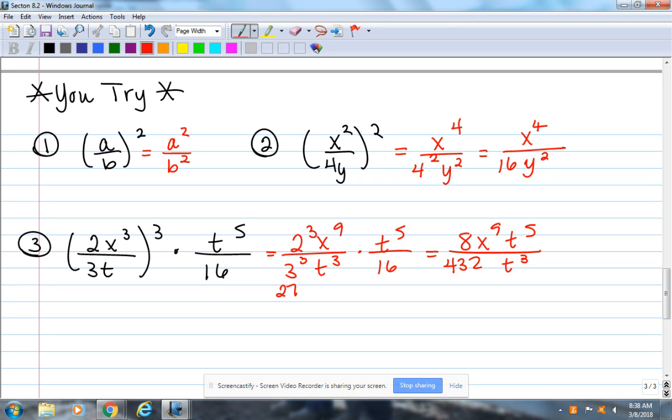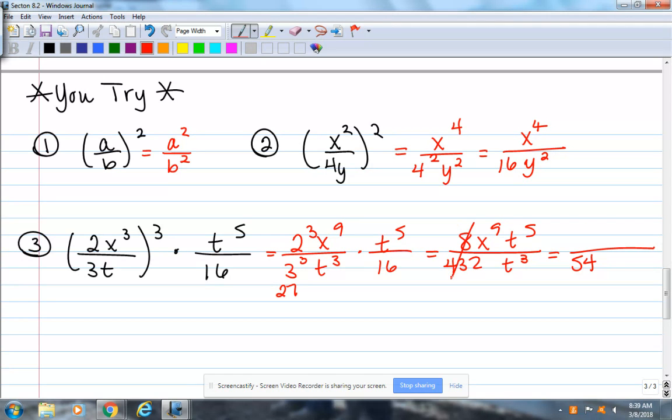Y'all get that? 8 over 432. Math, enter. Did yours get 1 over 54? Okay. So we'll put the 54 on the bottom. Do I have anything that's variables that will subtract? The t's. And I subtract 5 minus 3 and I get what? T squared. Does it need to go on top or bottom? Top. Big kid gets leftovers.